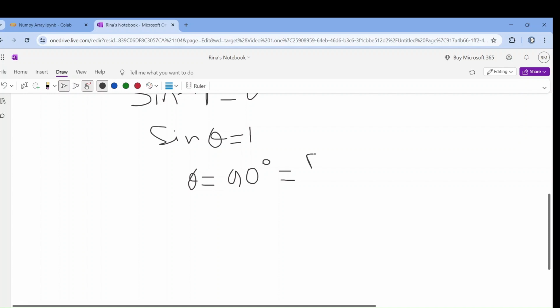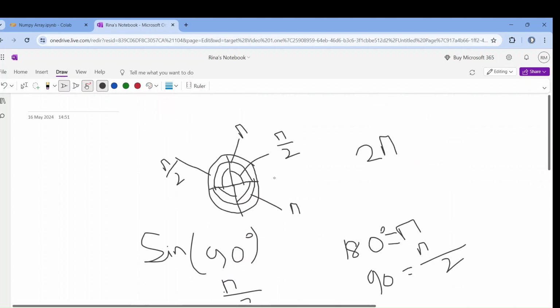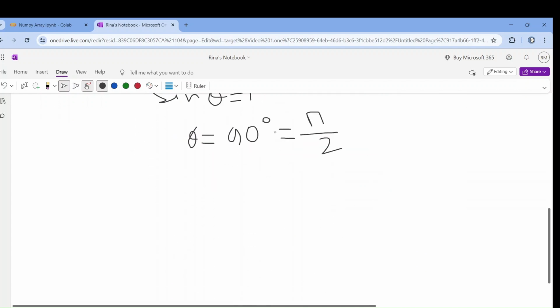Now, if we convert it into radians, this will be pi by 2. Check, I told you here, this one, 90 degree angle, pi by 2. So, this is the radian value. Now, suppose, what is the value of pi? 3.14. We all know these things. Now, divided by 2, we can get 1.57.